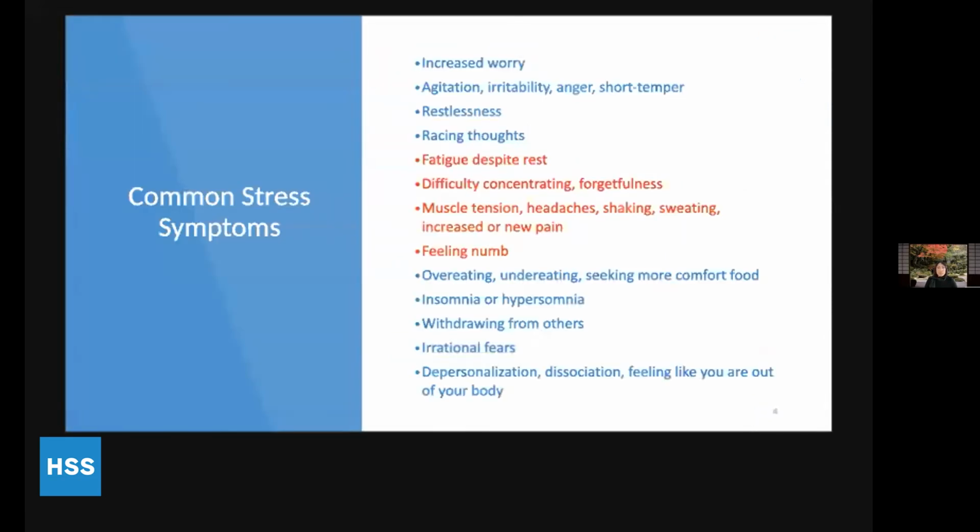Since stress is so universal, I provided some common stress symptoms. Sometimes symptoms can be due to different causes. The ones in red are examples of symptoms that can be attributed to stress, but can also be symptoms of cardiac disease. These include, but are not limited to, fatigue, difficulty concentrating, forgetfulness, muscle tension, headaches, shaking, sweating, increased or new pain, and feeling numb.